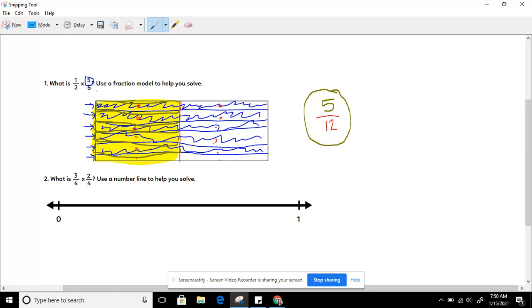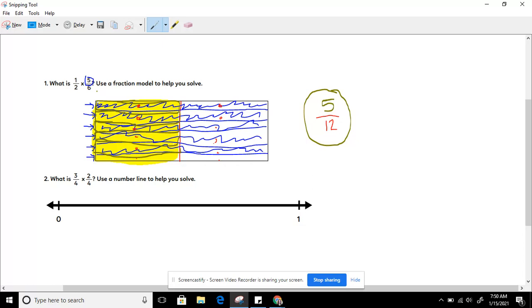Number 2, we're going to be multiplying fractions but using a number line. So I'm going to show you this example. Using a number line, to me personally, is just a little bit trickier. So that's why for numbers 3 and 4, you can decide which model you want to use. Do you want to use the fraction model? Do you want to use the number line? Do you want to use both?